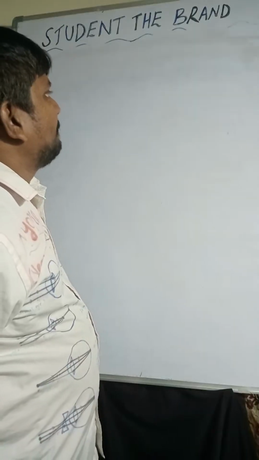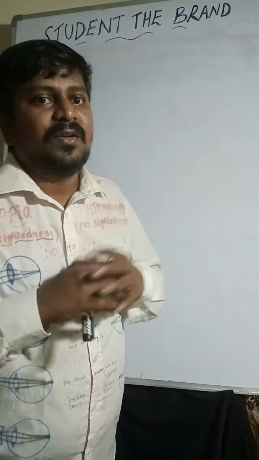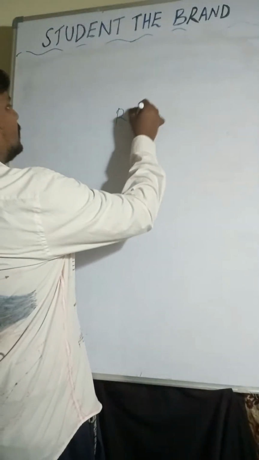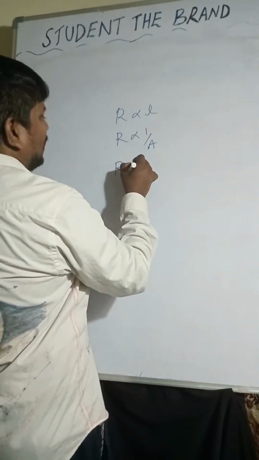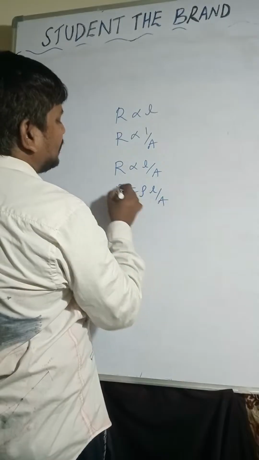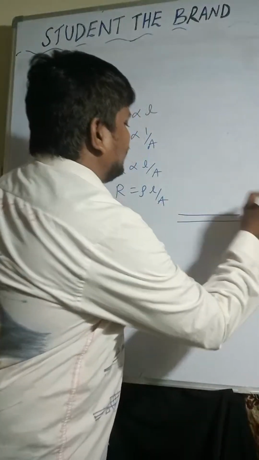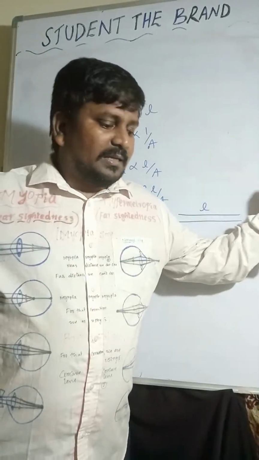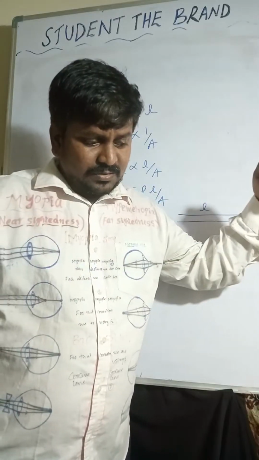Ohm's law completed. Next we will discuss the factors on which resistance depends. R is directly proportional to L. R is inversely proportional to the area of cross section. R is directly proportional to L by A. R equal to rho into L by A. So I have one more question. Here I am taking a conductor. This is the conductor, and this is the length. If you increase the length, will resistance increase or not? Yes or no?